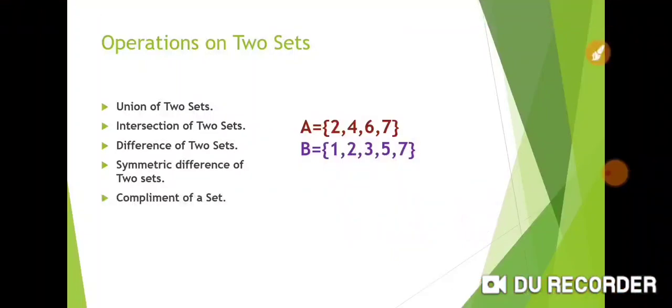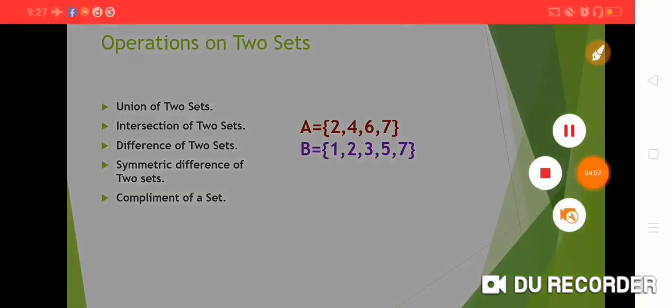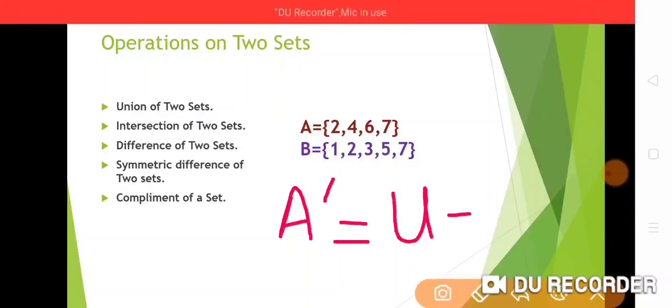Now the next is complement of a set. How are we going to take the complement of a set? First we show it like A complement, and this is the sign of complement. Okay. Now how are we going to take A complement? Suppose I want to take A complement, what should I do? I am going to do U minus A.